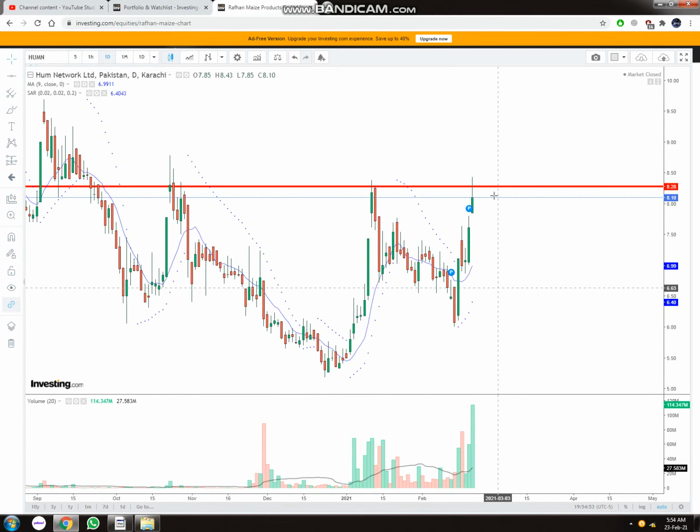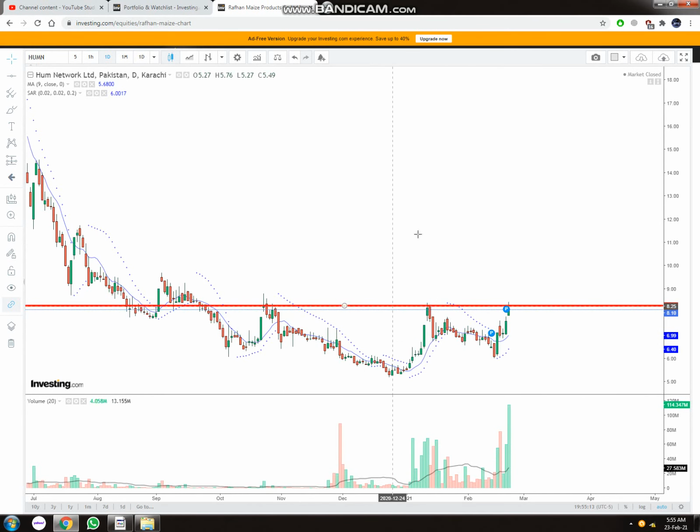You can see that this is a major price rejection. Now I will have to wait for it to show me some positive result. What results will it give me the next trading day? I'm going to wait for that, and if it breaks this trend line, I'm going to enter this stock and move along with the stock. That's what I'm going to do, because it's not a slow stock.